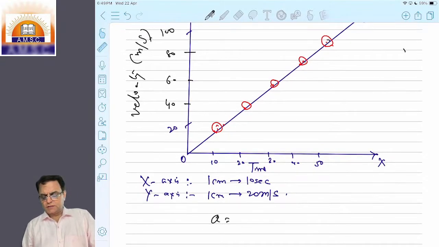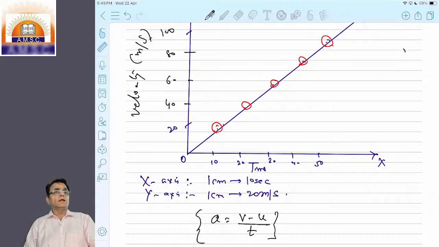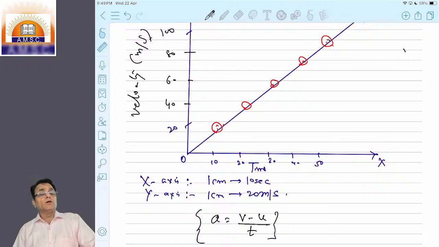Excellent. Acceleration is V minus U divided by T. This is known as the analytical formula. और मैथमेटिकल कैलकुलेशन से हम जिससे आंसर निकालते हैं, is a way to calculate the value of acceleration. But now my question is, ध्यान से सुनना, my question is to find out the acceleration graphically.